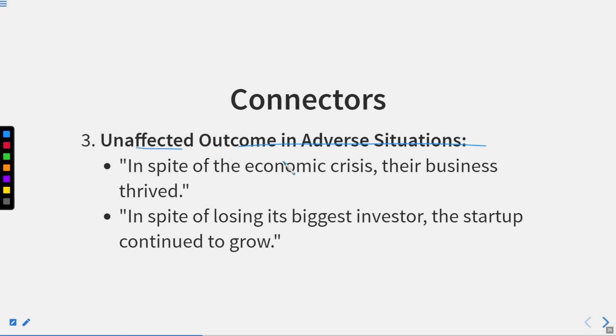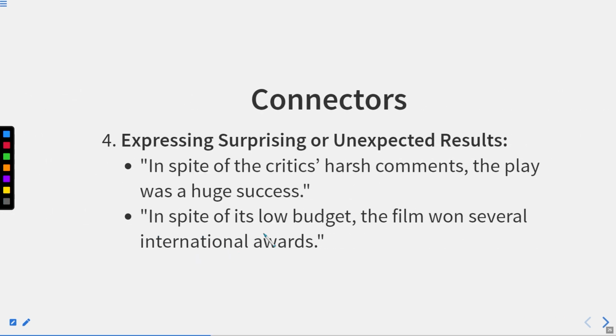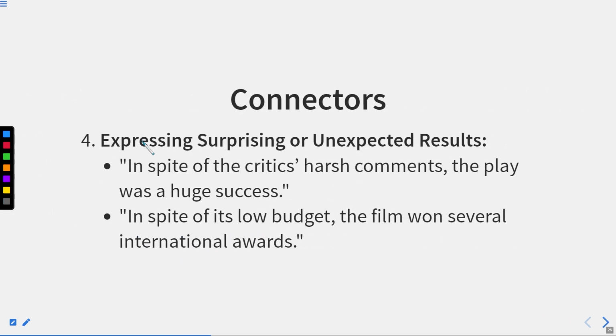Unaffected outcome in adverse situations. In spite of economic crisis, the business thrived. In spite of losing its biggest investor, the startup continued to grow. It means though they have lost this biggest investor, it did not make any effect. The startup continued to grow. Instead, they were growing day by day.